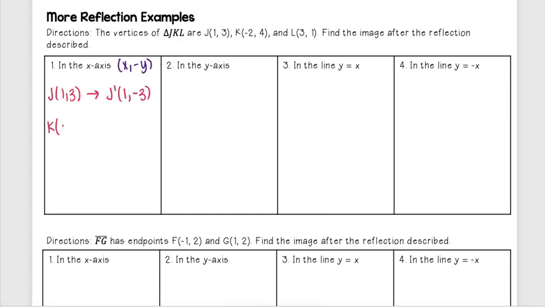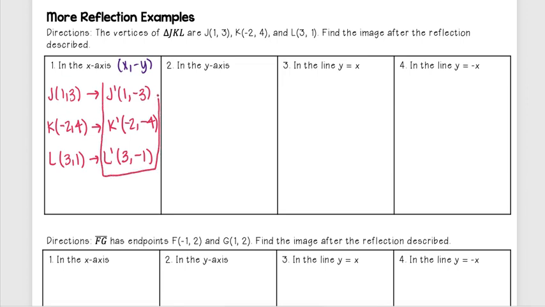Then for K, I'm at negative 2, 4. So my reflected point K prime, my x-coordinate stays the same. Take the opposite sign of my y, so I get negative 4. And then for my L, I'm at 3, 1. Now when I reflect that one, my x-coordinate stays the same. Take the opposite sign of 1, and I get negative 1. These are my reflected points.